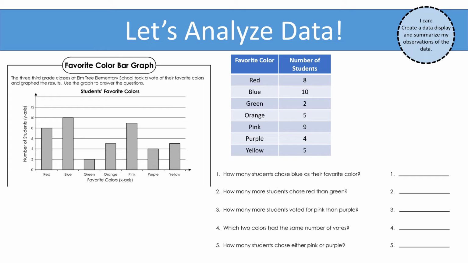You have your chart, and then you have your data in a table, so it's easy to go through and analyze. So you have your questions. So let's look at this. Number 1, how many students chose blue as their favorite color? We're looking for blue. Let's go to our chart. Voila, 10. It tells you right here.